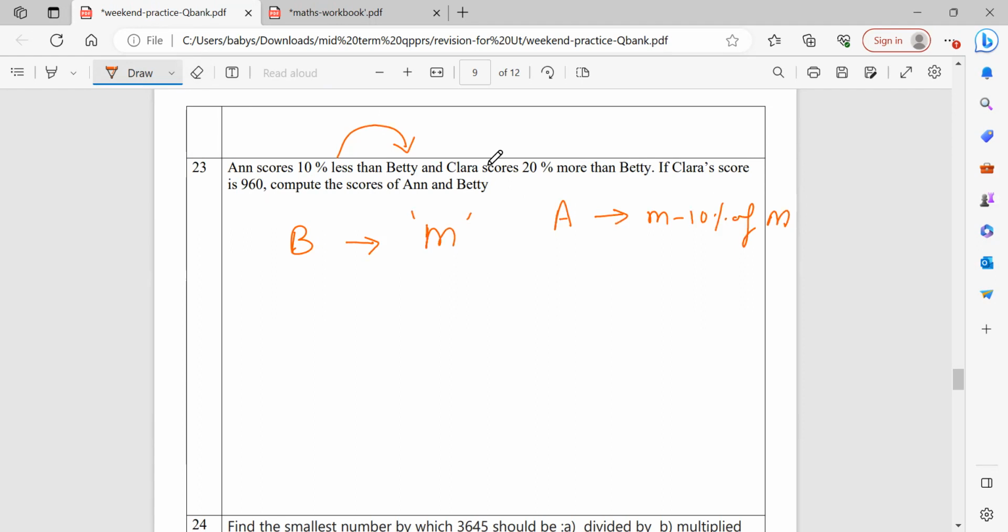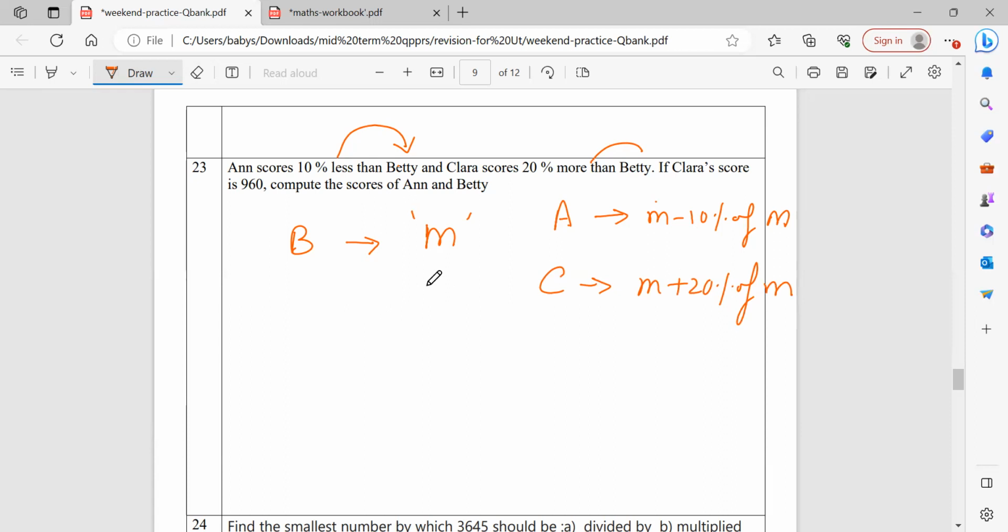We are saying Anne scores less than Betty and Clara also scores relative to Betty. So Betty is a reference. Betty's marks are M. So Anne will score 10% less than Betty, whatever Betty is scoring: M minus 10% of M. And Clara will score how much? She's scoring 20% more than Betty. So Clara will be scoring M plus 20% of M. Okay, so this you need to understand.